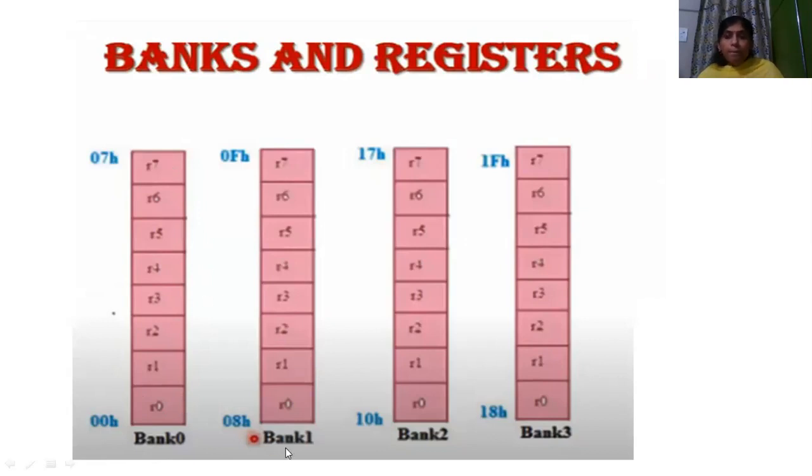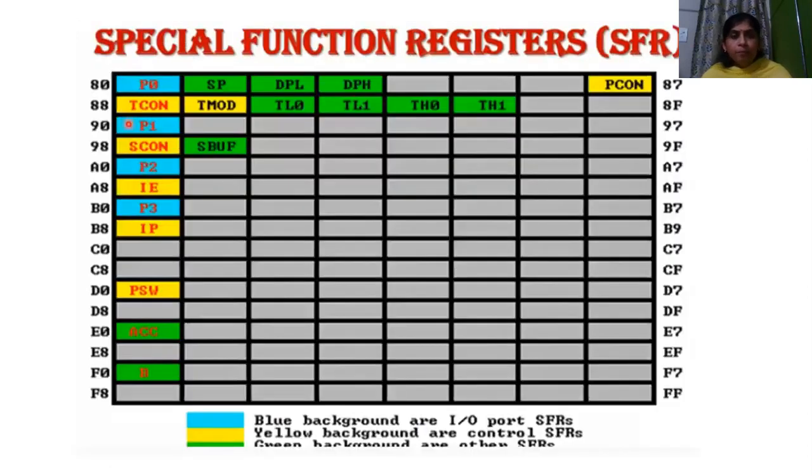In the same way, bank 1, the address is 08H to 0FH and registers R0 to R7. Bank 2, 10H to 17H and bank 3, 18H to 1FH. So in total, these are 8-bit registers. 8 multiplied by 4 means 32 bytes are required for these 4 banks. These are the addresses of the different special function registers.